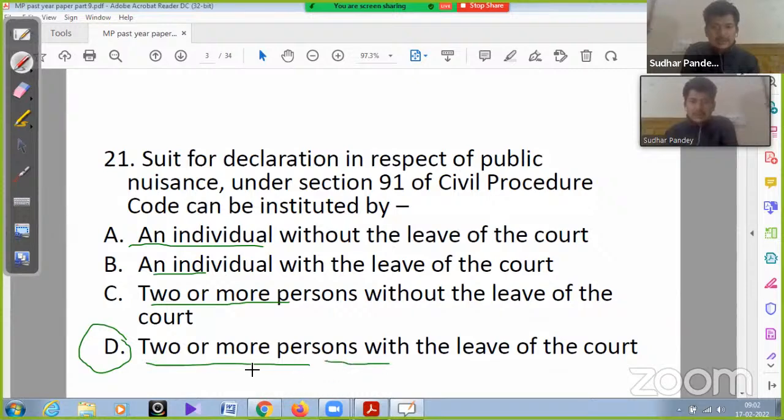Now here, if you remember, if you will read your particular section 91, yes, Harshvardhan ji, D is the correct answer. If you will read section 91 of CPC, it is simply stating in this particular provision, when two or more persons, even though they haven't suffered any special loss, these people can file a suit in respect of public nuisance with the leave of the court, right? Next question.